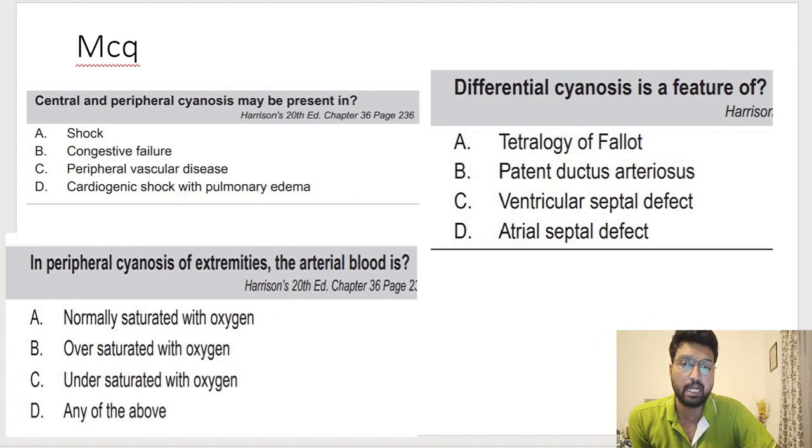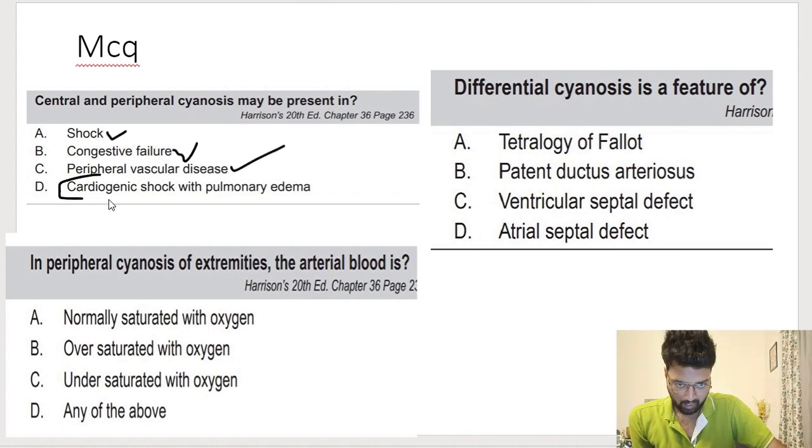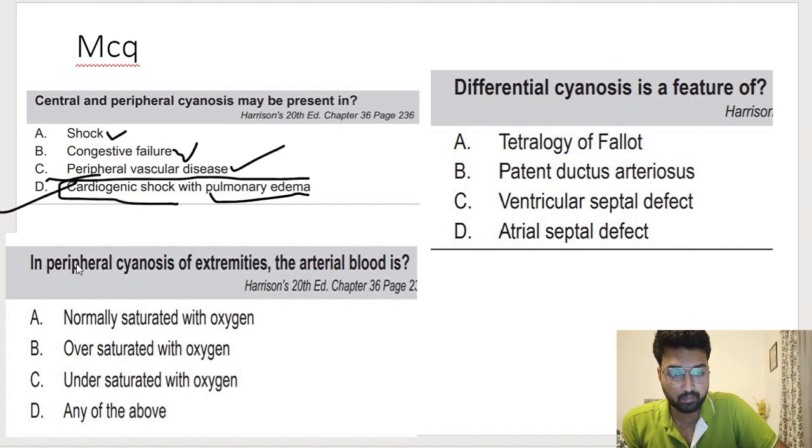Now we can solve some MCQs. Central and peripheral cyanosis both are seen in shock. There will be peripheral cyanosis in CHF, heart failure, a circulatory issue. Peripheral vascular disease, circulatory issue, peripheral cyanosis. Cardiogenic shock: circulation, pulmonary edema, respiration. In this patient, there will be both central and peripheral cyanosis.